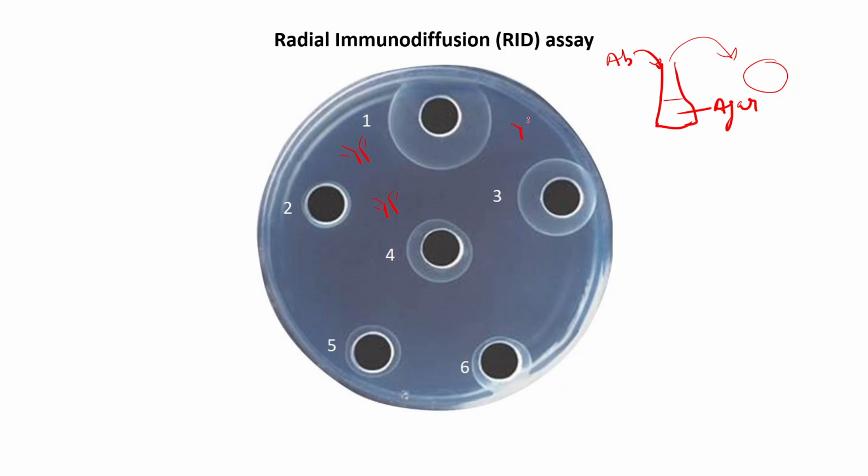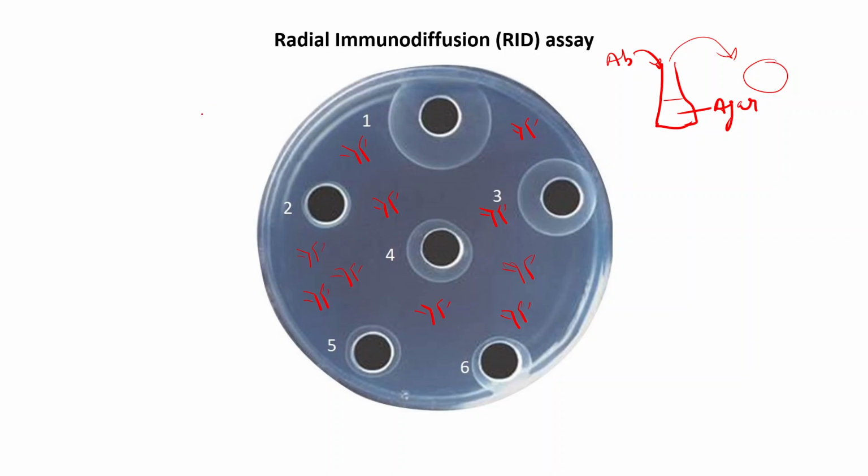And now what will I do? I will make the wells in the similar way I was making the wells in the Ouchterlony immunodiffusion technique. In the same way we will make the wells, right? Once we make the wells, we will add different concentrations of known antigens.